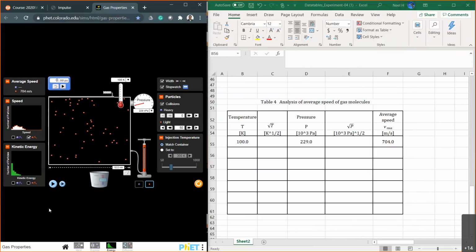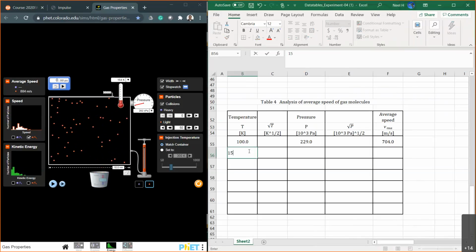And then what we have to do is click on the play mode and then increase the temperature by about 50 Kelvin. Increase, and when it reaches 150 or close to 150, it doesn't need to be exact, okay? I have about 105.4, that's totally fine. And then pressure is 262. We should know that it should increase with the temperature, right? And the average speed, you can say 884.